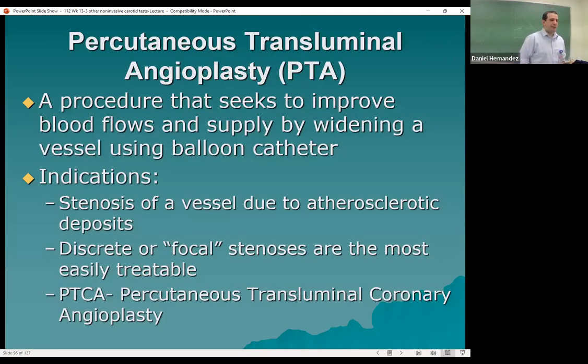The percutaneous angioplasty or balloon angioplasty seeks to improve blood flow supply by widening a vessel using a balloon catheter. So this is when we have discrete or focal stenoses that are easily treatable. And we're talking about stenoses that are due to these atherosclerotic deposits.